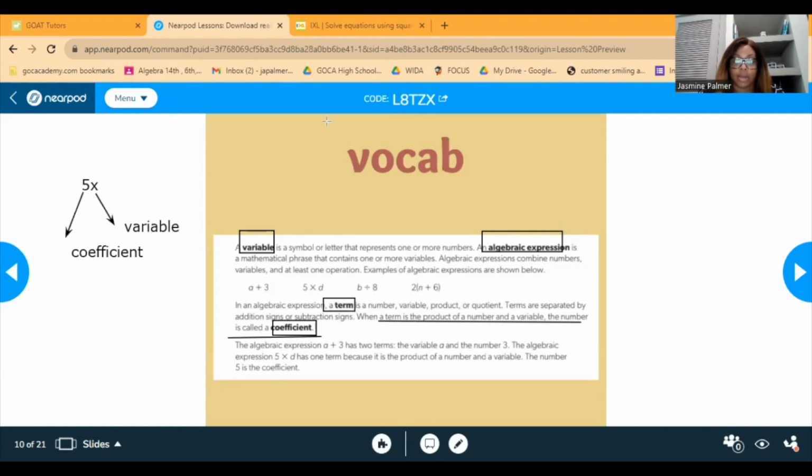A term is a number, a variable, a product, or a quotient. So all of these are considered terms. They have a number, they have a variable, and a product, which is multiplication, and we have a quotient. All of these represent terms.